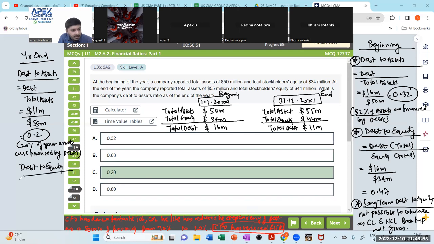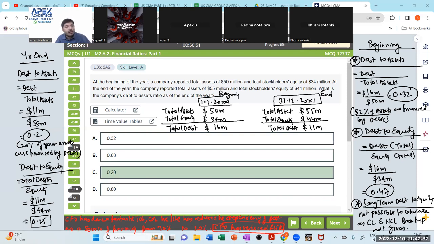What will be your answer? Total debts upon equity. What is your answer? Debt is $11 million. What is your equity? $44 million. What is your answer? 11 divided by 44. 25%. 0.25. My dear friends, please notice earlier it was 47%. Now it is 25%. Look at what has happened. Earlier, if you were investing 100 rupees, borrowed rupees were 47. Now, if you are investing 100 rupees, borrowed rupees are 25.